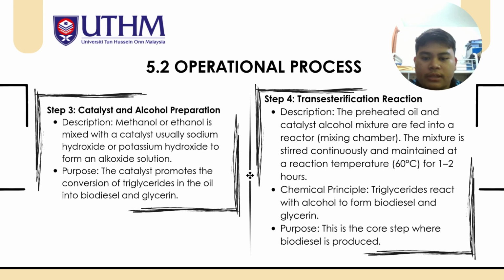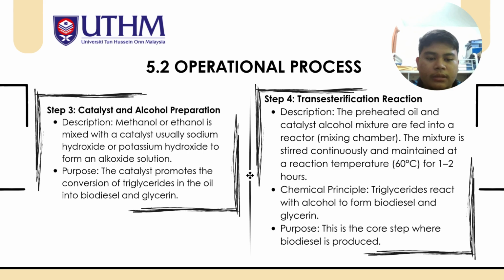The next process is catalyst and alcohol preparation. In this process, methanol or ethanol is mixed with a catalyst, usually sodium hydroxide or potassium hydroxide, to form an alkoxide solution. The purpose of this step is that the catalyst will promote the conversion of triglyceride in the oil into biodiesel and glycerin.